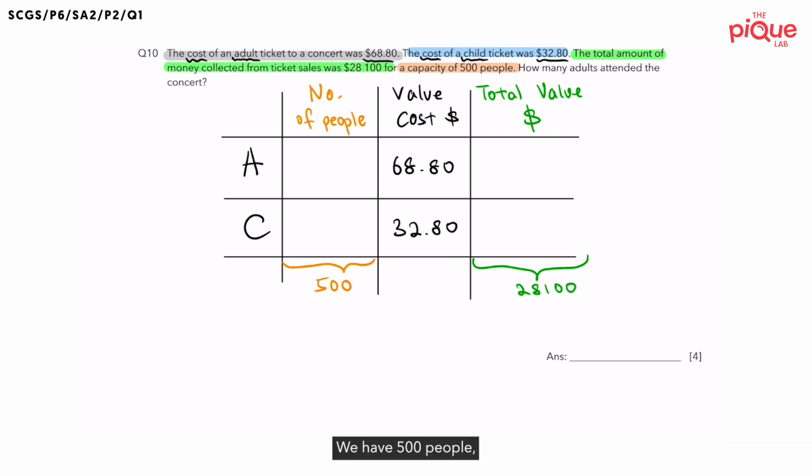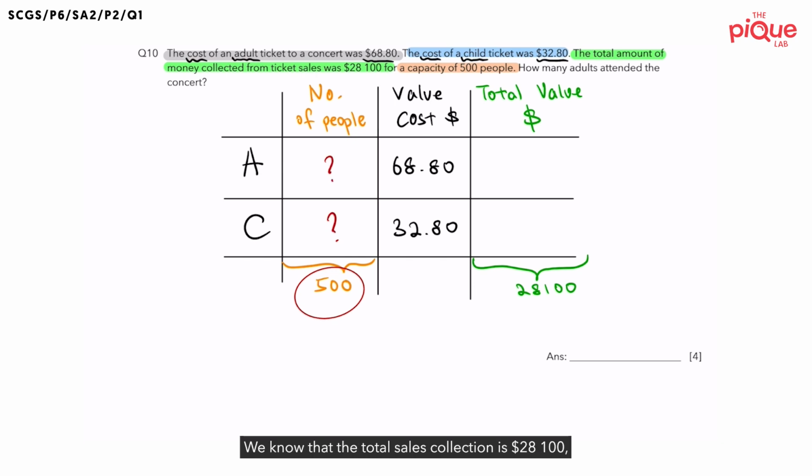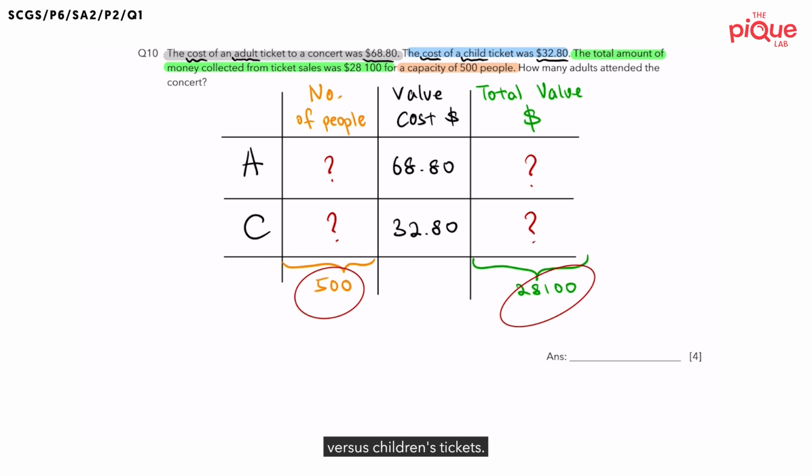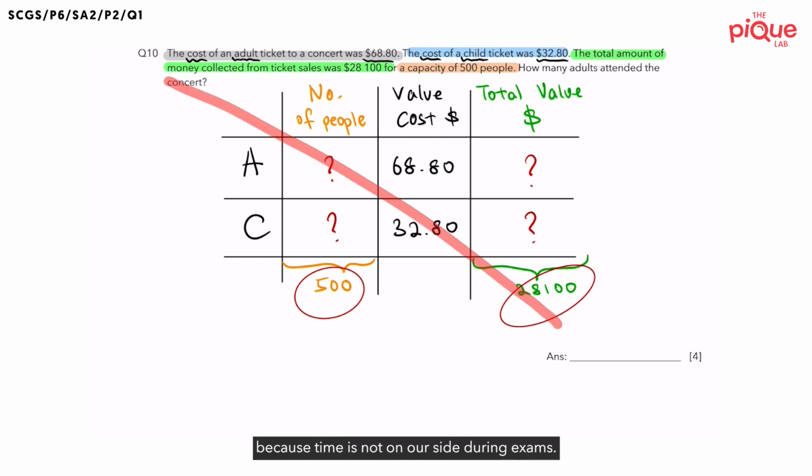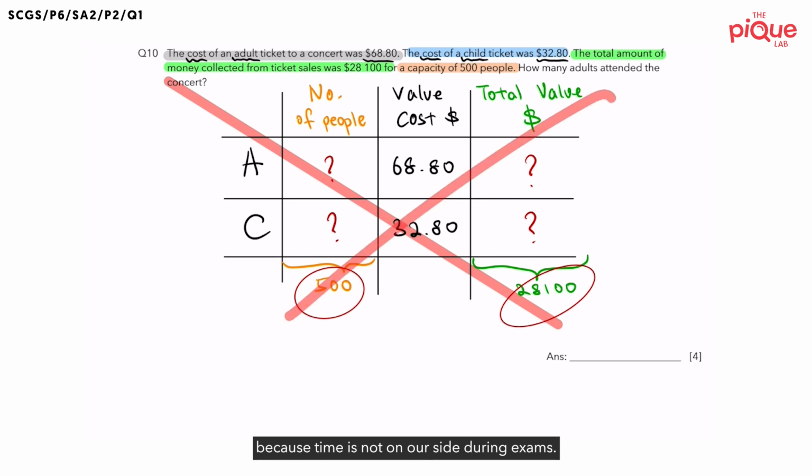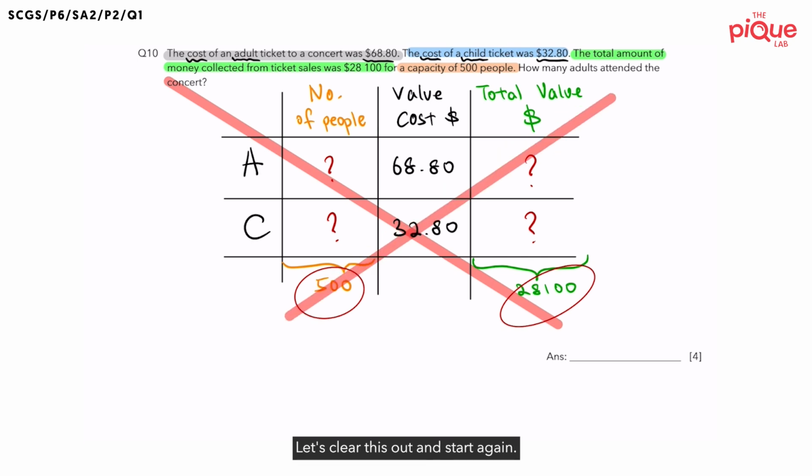We have 500 people, but we do not know how many of them are adults and how many of them are children. We know that the total sales collection is $28,100, but we have no idea how much revenue comes from the sale of adult tickets versus children's tickets. We are stuck. My advice is, if the plan does not work, go back to your toolbox of problem-solving strategies and pick another one because time is not on our side during exams. Let's clear this out and start again.